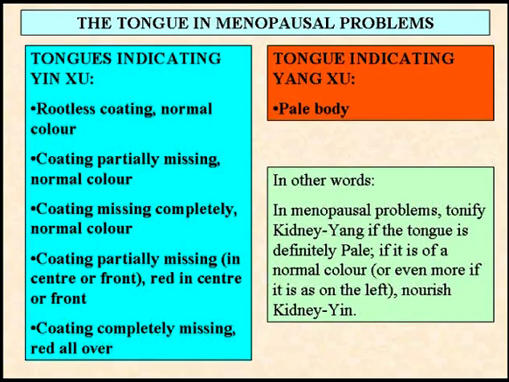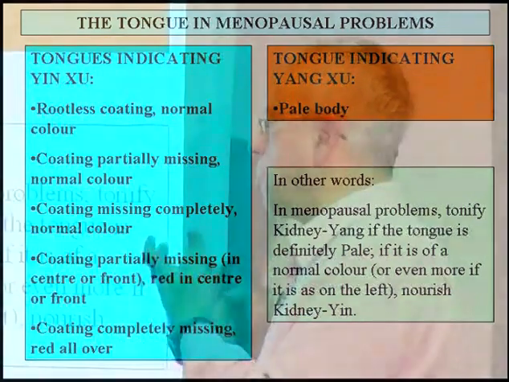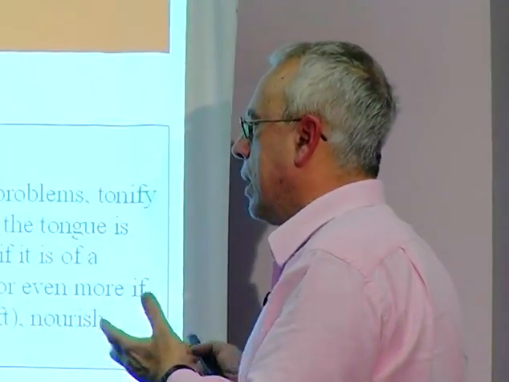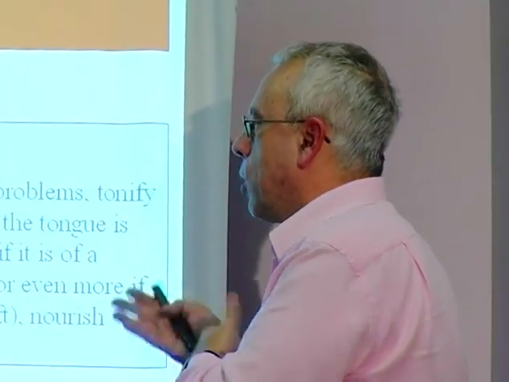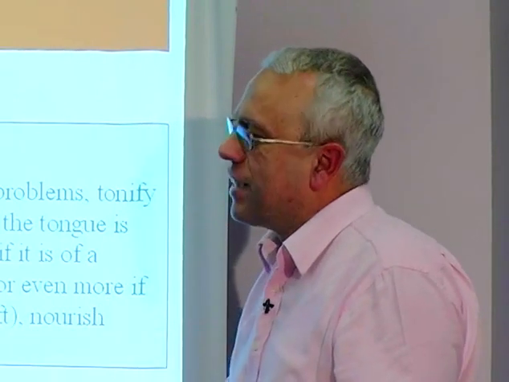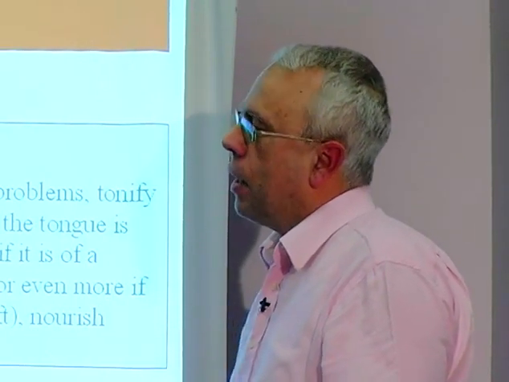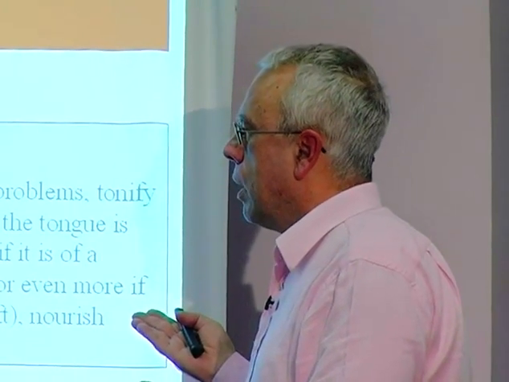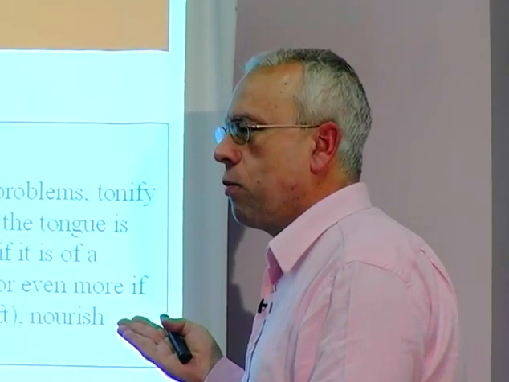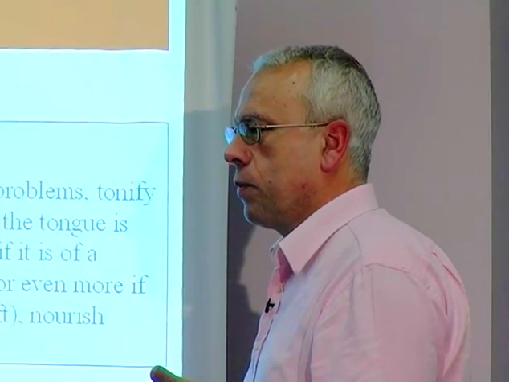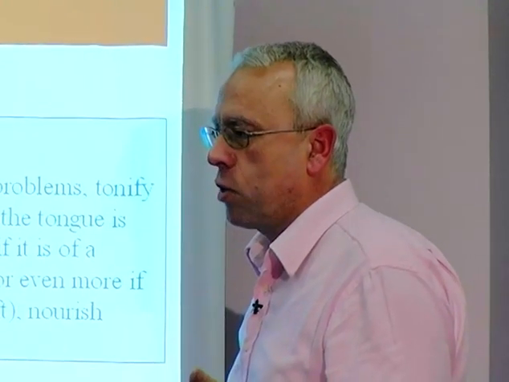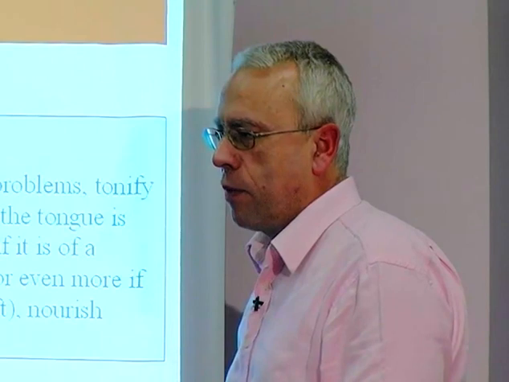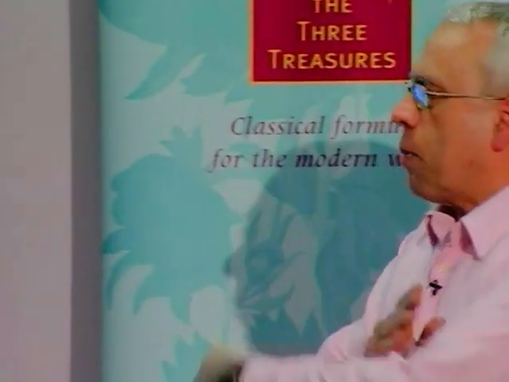And generally speaking, if the menopausal symptoms are pronounced, it is always due to a pre-existing kidney deficiency. It's not menopausal. And by the way, 50% of menopausal symptoms are not menopausal. They're just a disharmony. Do you know what I mean? Which they would have anyway. Because what happens with the menopause is similar to what happens in children.